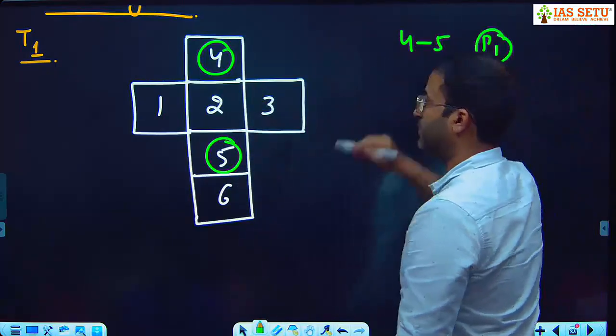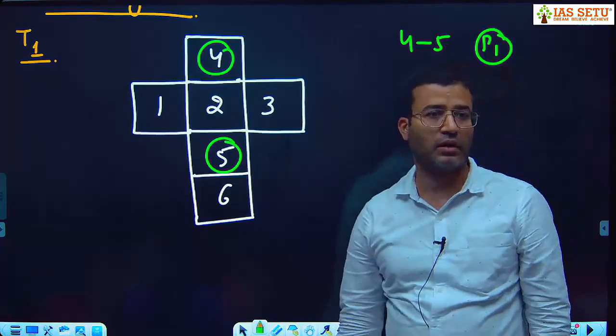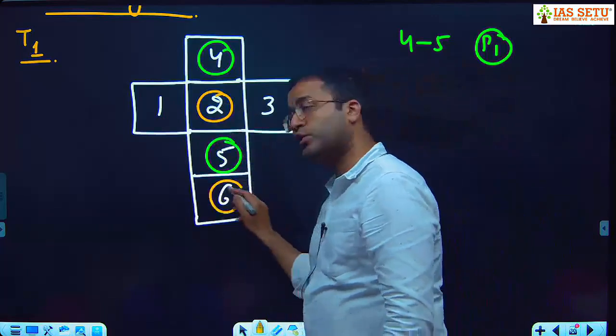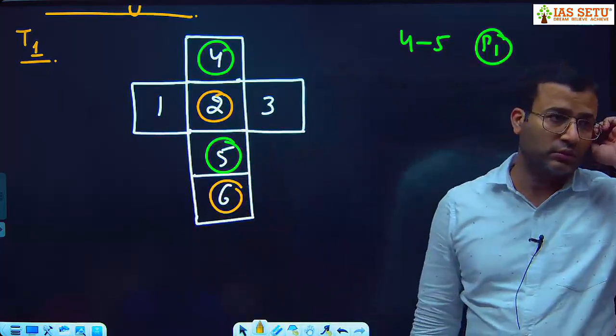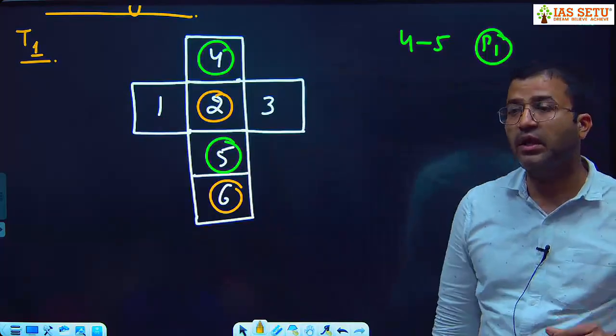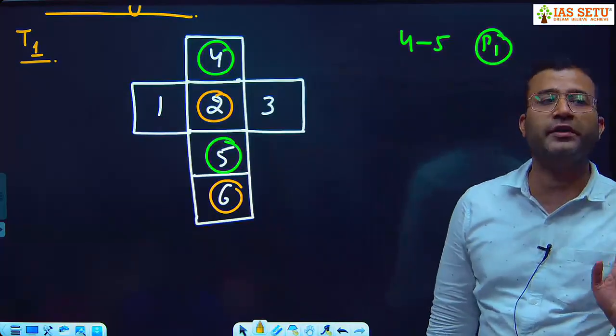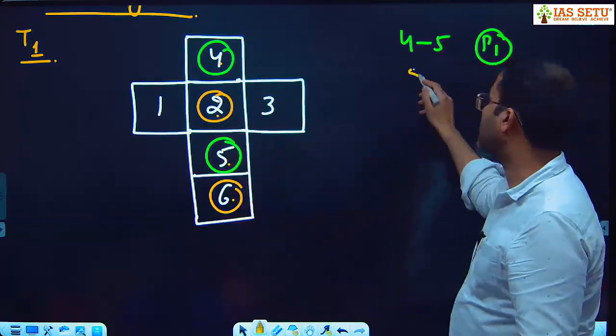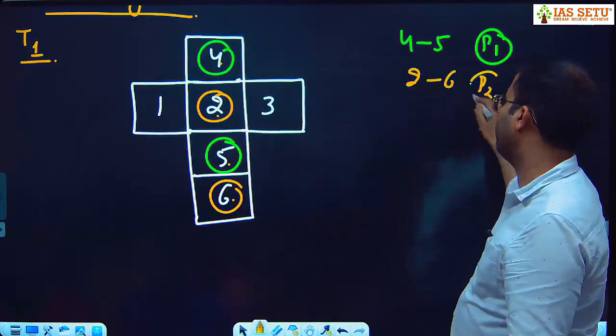This is first pair. Can we say here this 2 and 6 are also alternate? 2 and 6 are also alternate with each other. If one face comes in between, they are alternate. In this column 4 and 5 alternate, 2 and 6 alternate. So this is your second pair.